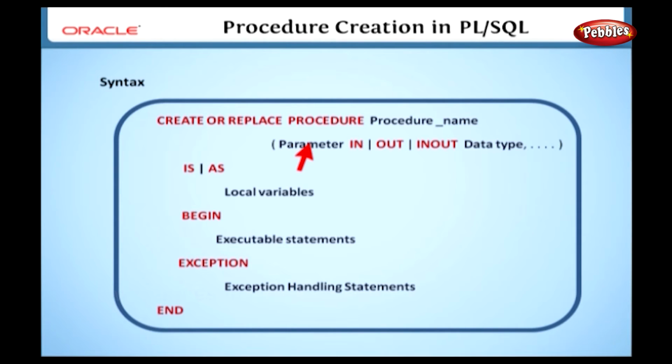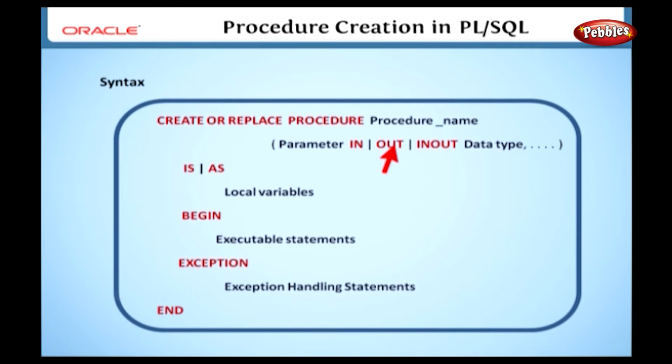Parameters are used to pass values to the procedure. We can give input values to a procedure in three modes. They are IN, OUT, and IN OUT. In the IN mode, the values passed to the procedure act like a constant. That is, we can't change parameter values inside the procedure. It is the default.